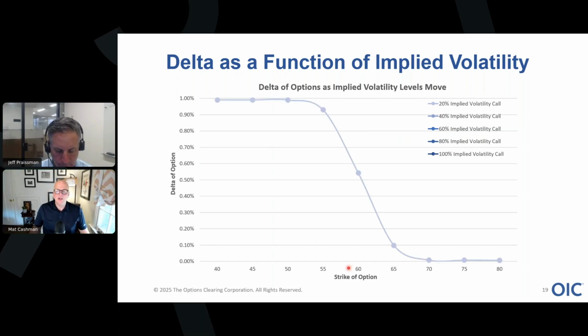So this is a $60 stock. This is your at the money right here, these $60 options. That means that these 55s and lower are in the money calls, and these 65s and higher are out of the money calls. As you see, with a very low implied vol, a 20 vol in this case, for a $60 stock, these options down here have a very high likelihood of staying 100 delta.